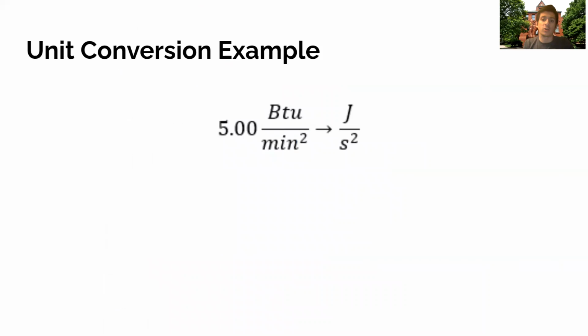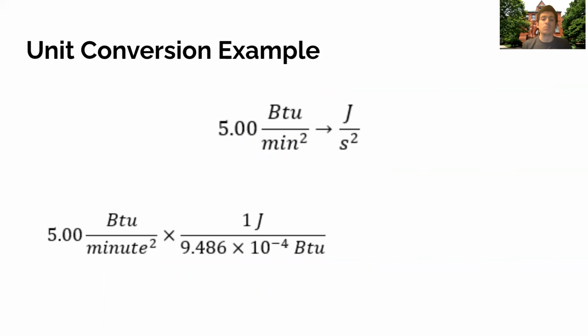So when going about our unit conversion, it's always straightforward. We start with our value. A lot of different people understand that we need to multiply and divide to make sure that our unit conversions work correctly. Some people use the train track method. I'm just going to multiply straight out, just show the multiplication. So we start with BTU per minute squared, and then we multiply that by the conversion factor we found, 1 joule divided by 9.486 times 10 to the negative fourth BTU.